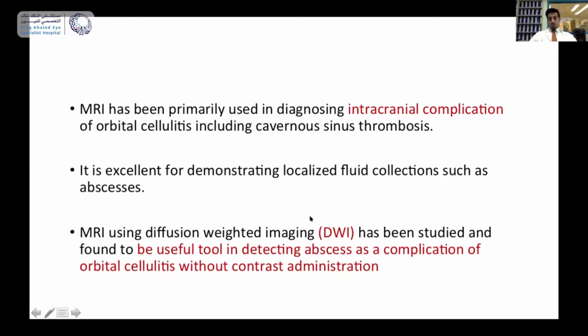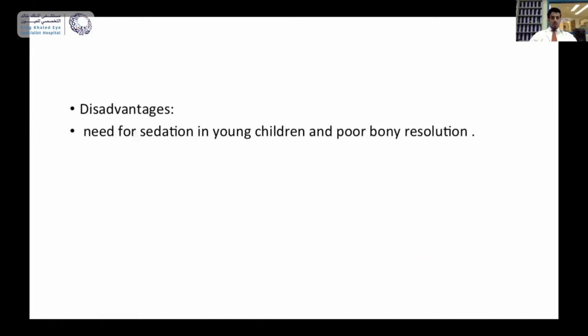Diffusion-weighted image MRI was investigated and found to be a useful tool in detecting abscess as a complication of orbital cellulitis without contrast administration. And usually with MRI, we use it to follow up the patient if he's not improving, to detect if he already formed an abscess, instead of repeating the CT scan and exposing the patient to a significant amount of radiation, especially children. However, it has some disadvantages, especially in children. They need sedation, and there is poor bony resolution.